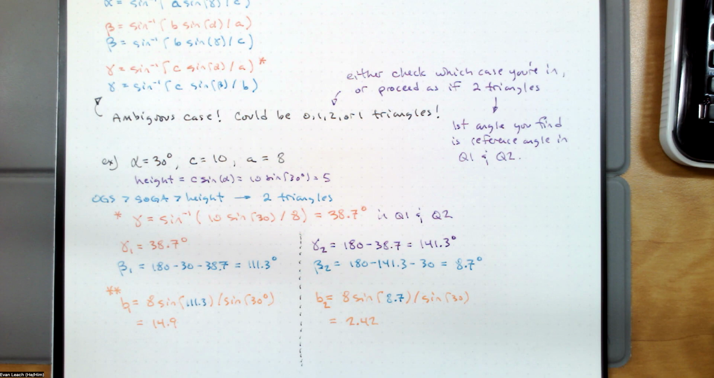We ended up with two triangles because the side opposite the given angle was greater than the height, but less than the other given side.